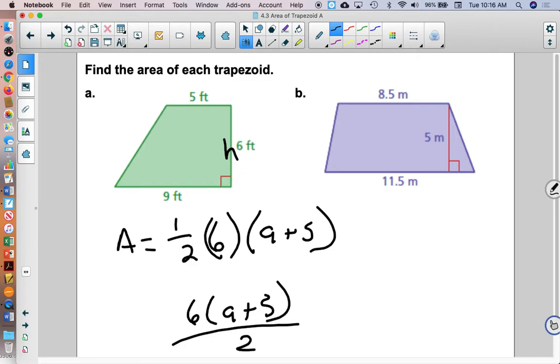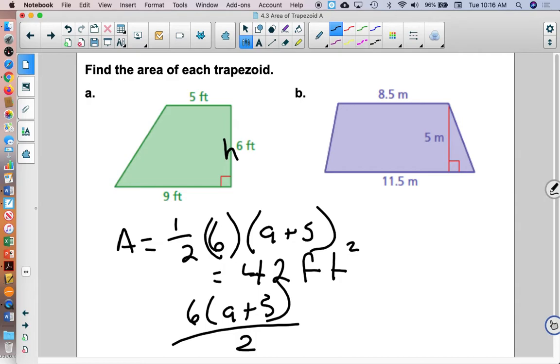What's the area of trapezoid A? What's it going to be, Bryson? 42. Bryson says 42. Do you agree? Only it's 42 feet squared. 42 feet squared. I totally agree with that, right?